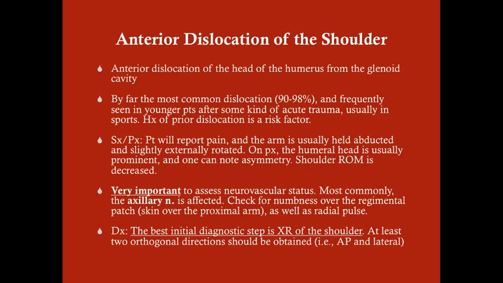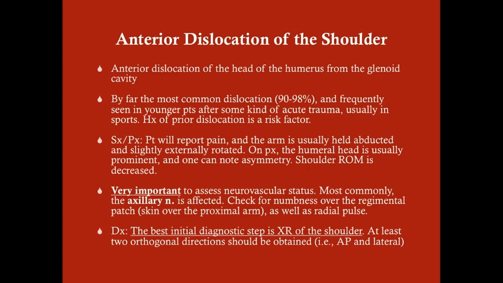It's going to be really important to assess the neurovascular status, particularly focusing on the neuro status. So we're looking at the axillary nerve. Here, the axillary nerve runs right around the shoulder area. And what we're looking for here is not so much muscle function, but for cutaneous damage. And so you're going to be checking for numbness over the regimental patch, and that's the skin over the proximal arm. And that gets its name from the patches that military men wear on their shoulders. So it's a skin over the proximal arm.